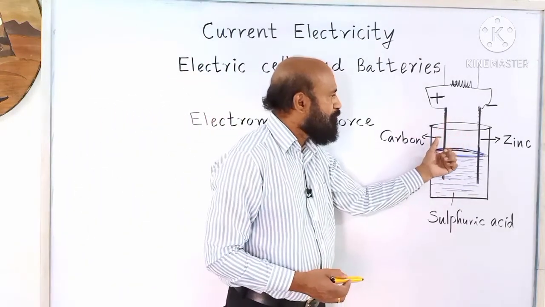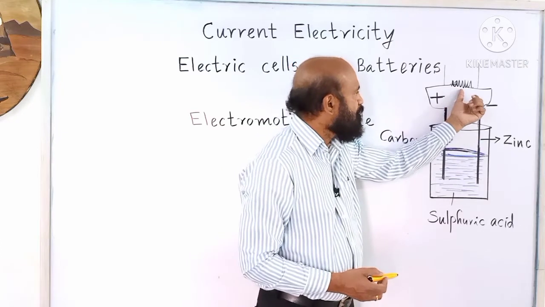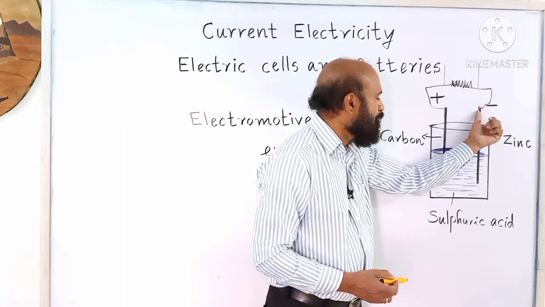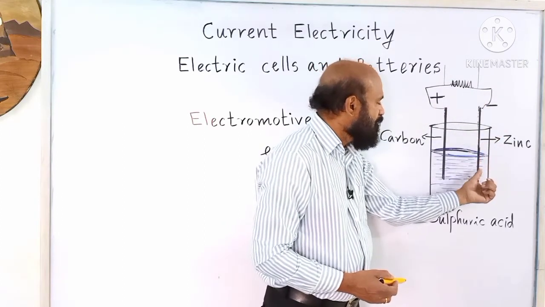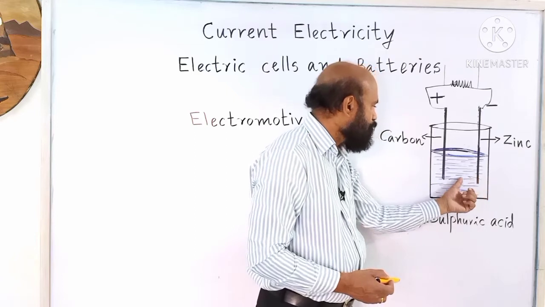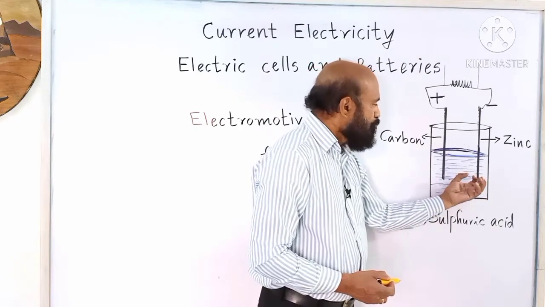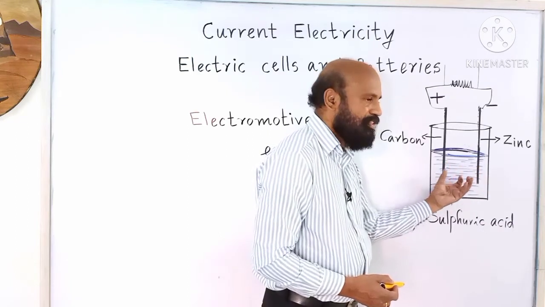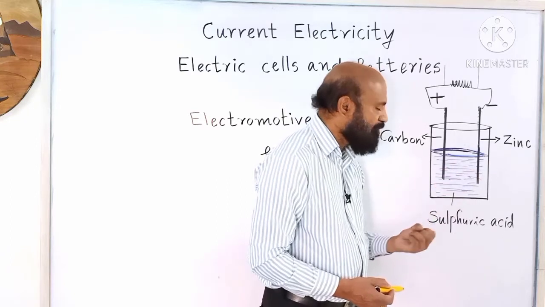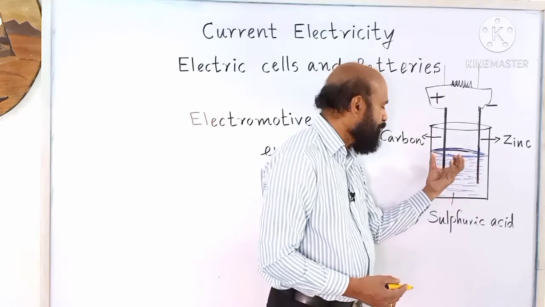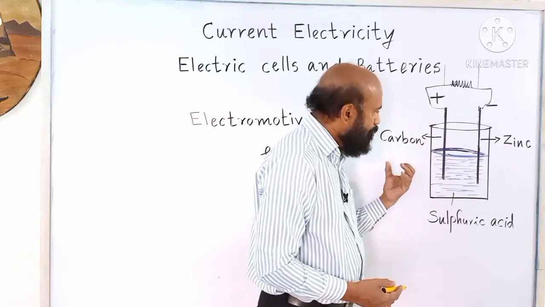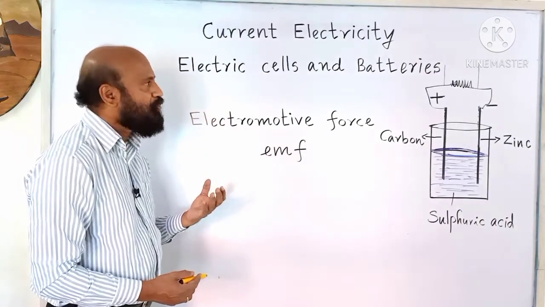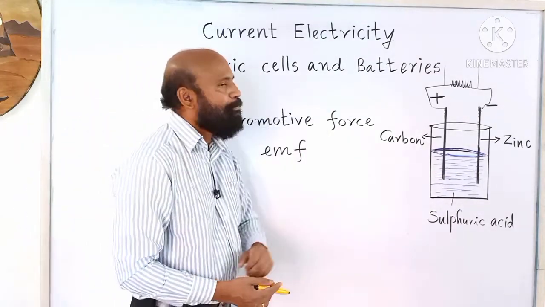When you connect this electrode to a resistance, there is a current. Current is from the positive terminal to the negative terminal in the external circuit. Inside it is from the negative terminal to the positive terminal. During this flow of current, there is an internal resistance. Internal resistance is the resistance offered by the battery or the cell to the flow of current. When you connect a number of cells either in series or parallel, it is known as a battery.